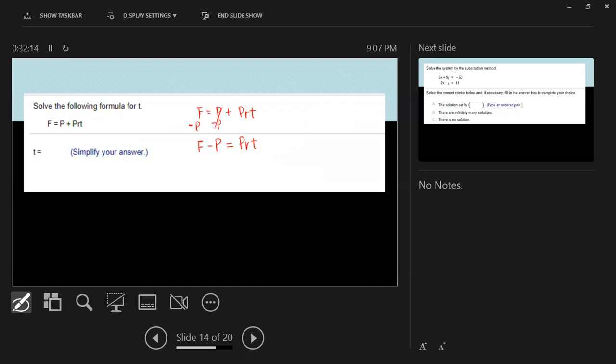All right, the p, the r, and the t together implies multiplication. To undo multiplication, I'm going to divide. I'm going to divide each side by pr. So this cancels. So now I'm left with t. So t is equal to f subtract p all over pr. And that is how you would do an item similar to this one.